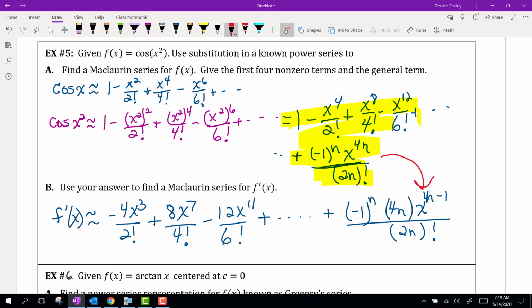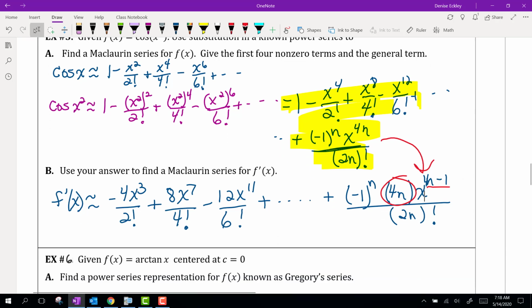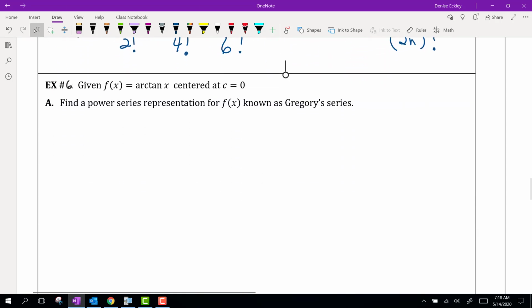That's all I did. Brought the power down right here, lowered the power by 1. The rest of it is all constant, really. Okay, next problem, example 6.